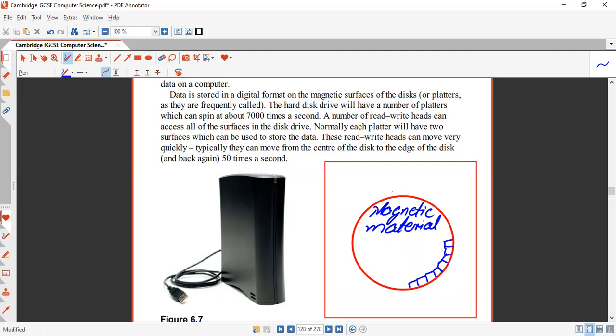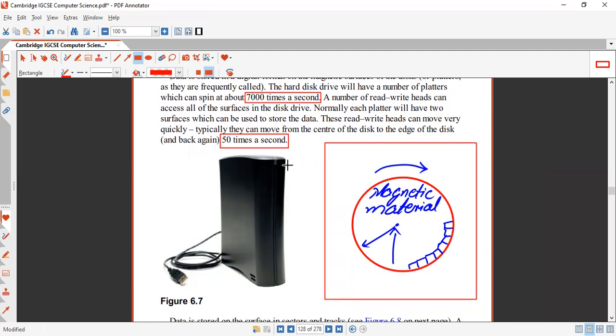Now this disk rotates in the clockwise or anti-clockwise direction around 7,000 times a second. It makes another movement from the center to the corner and back from the corner to the center, approximately 50 times a second. These are quite sensitive materials. The reason is that they are magnetic material, and if the magnetic field gets disturbed, they are unable to store the data.